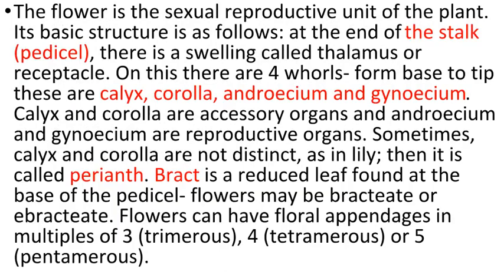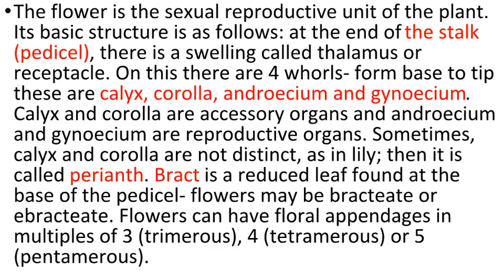Its basic structure is as follows. At the end of the stalk, the pedicel, there is a swelling called thalamus or receptacle. On this there are 4 whorls formed from base to tip. These are calyx, corolla, androecium and gynoecium. Calyx and corolla are accessory organs, and androecium and gynoecium are reproductive organs. Sometimes, calyx and corolla are not distinct, as in lily, then it is called perianth.